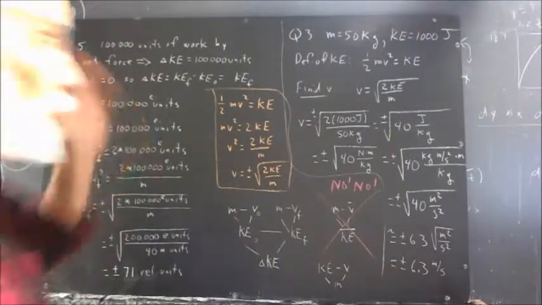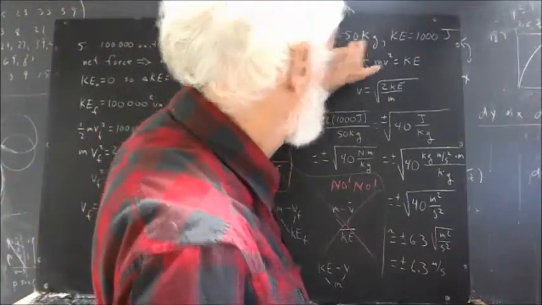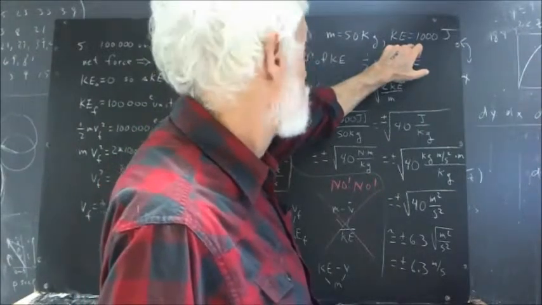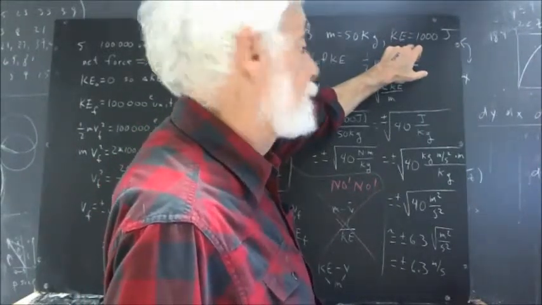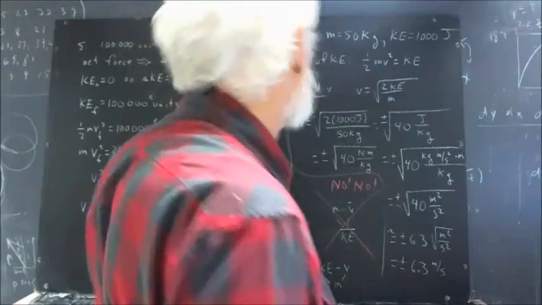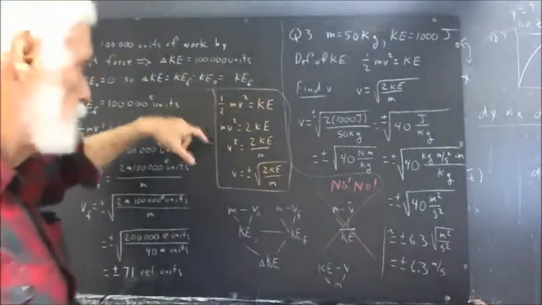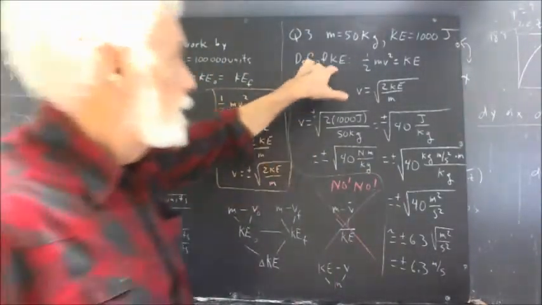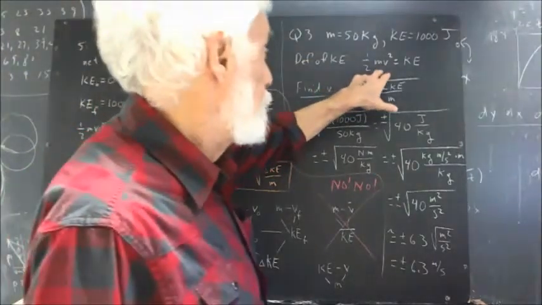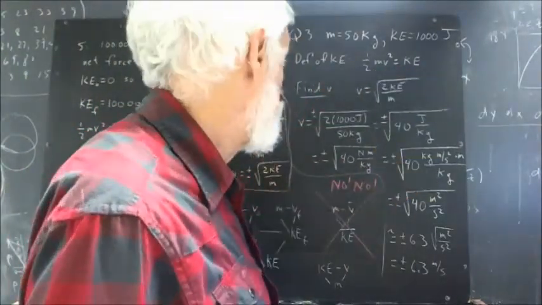Okay, we had the problem, 50 kilogram mass with a kinetic energy of 1,000 joules, and we wanted to know its velocity. Now, the solution is very similar to what we did over here. The definition of kinetic energy, 1/2 mv squared is kinetic energy.